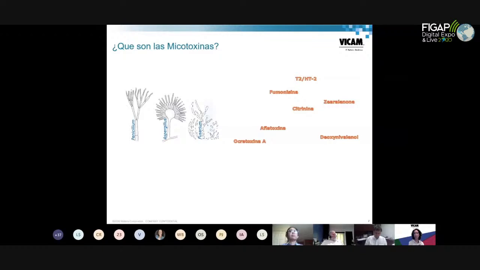Penicillium and Aspergillus molds can produce the ochratoxin on coffee.